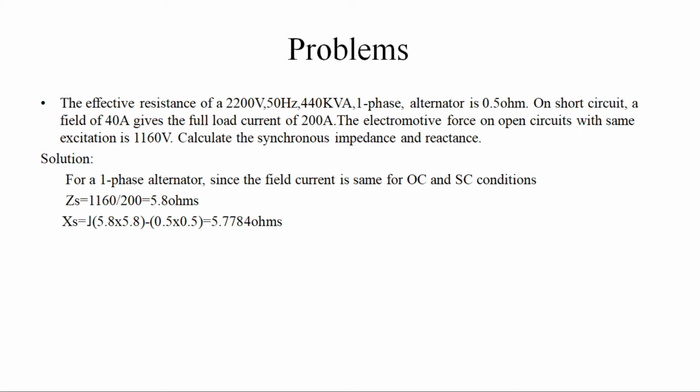Now XS we have to calculate. XS square is equal to ZS square minus RA square, or XS is equal to the square root of ZS square minus RA square. ZS we found as 5.8, and RA is given in the question as 0.5 ohms. So XS will be the root of 5.8 square minus 0.5 square, that is 5.7784 ohms.